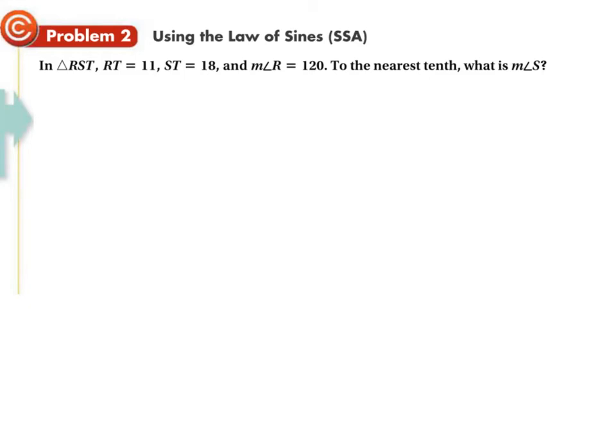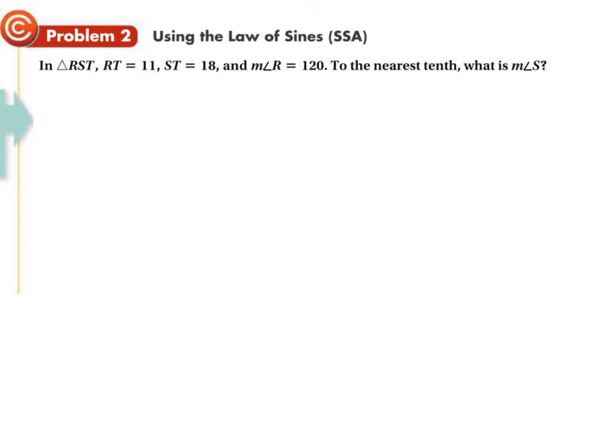Okay, as that last slide said, you can find an angle from this as well. You set up the ratio and you use the inverse of the trig function in order to find the angle. So check it out. In triangle RST, RT is 11, ST is 18, and angle R is 120. To the nearest tenth, what is angle S?